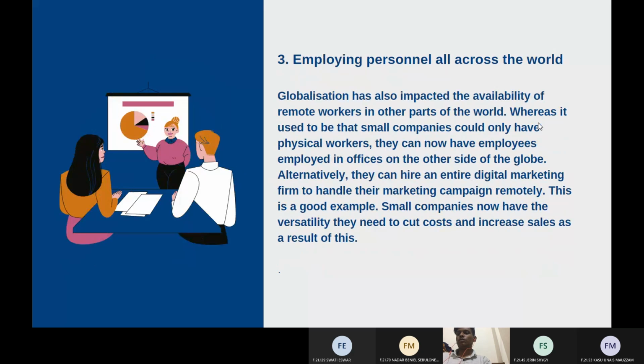Employing personnel all across the world. Business operations globally attract employees from all over the world. They are likely to draw management staff from the countries where they maintain a presence and employ laborers in a country where labor is relatively affordable.